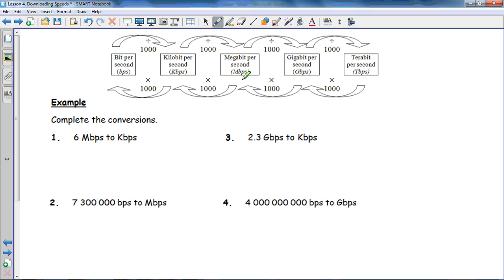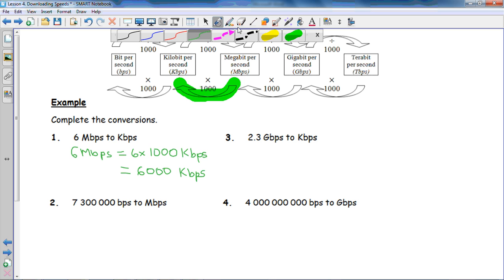Megabits per second to kilobits per second. We are multiplying by 1,000. So our 6 megabits per second to kilobits per second, we are multiplying by 1,000. Remember to show our working and remember to write the correct units, paying attention to whether we're writing a lowercase b or an uppercase B. 6,000 kilobits per second.